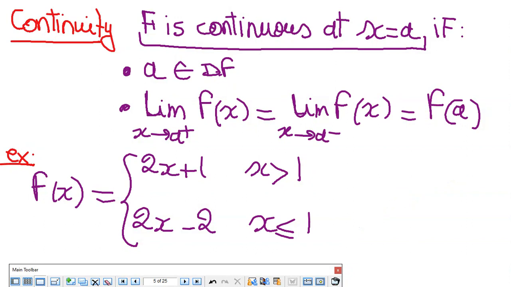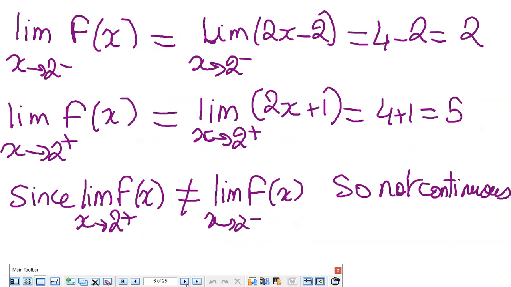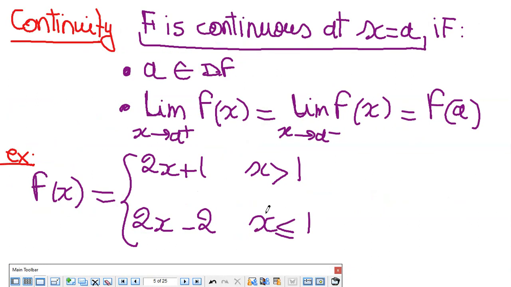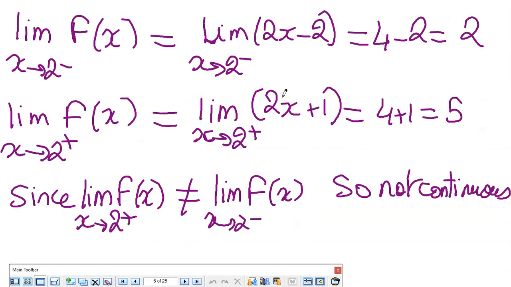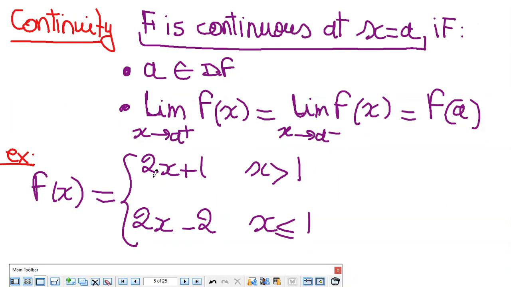By doing the limit. So if I want to study the continuity of this function at, for example, 2, I need first to calculate the limit at 2 minus, 2 plus, and I also need to calculate f of 2. So first, the limit when x tends to 2 minus. I want to check where 2 minus is. Less than 2, it's here, so I will replace it here: 2 times 2, 4, minus 2 gives me 2. For 2 plus, it's in the first part here. If I replace x by 2, 2 times 2, 4 plus 1, 5.